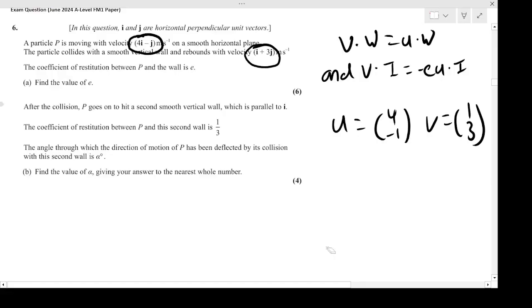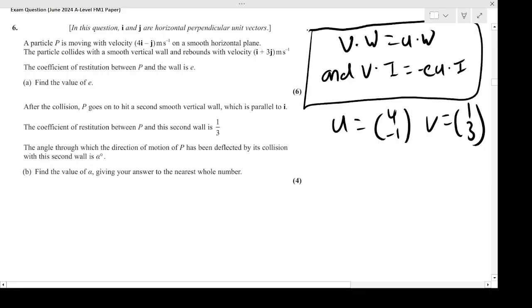Because then both components will change. The other giveaway is, well, 6 marks. If we were to just compare the coefficients, you wouldn't get all that for 6 marks. Anyway, so we're going to have to resort to these formulas here. Now we already know what u and v are, so we're going to need I and w potentially.